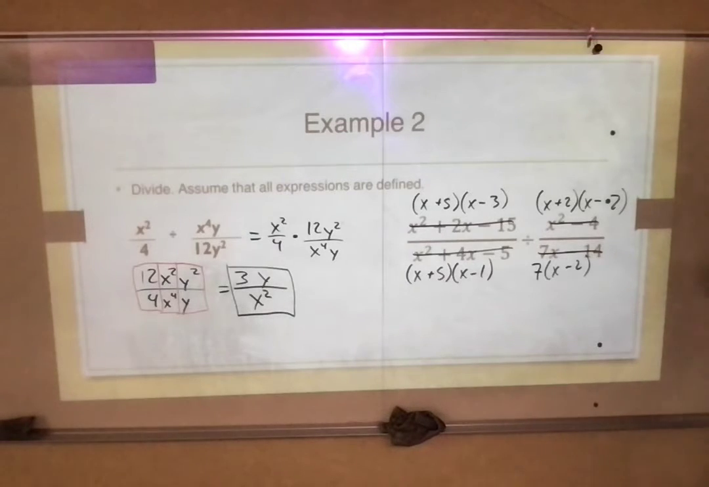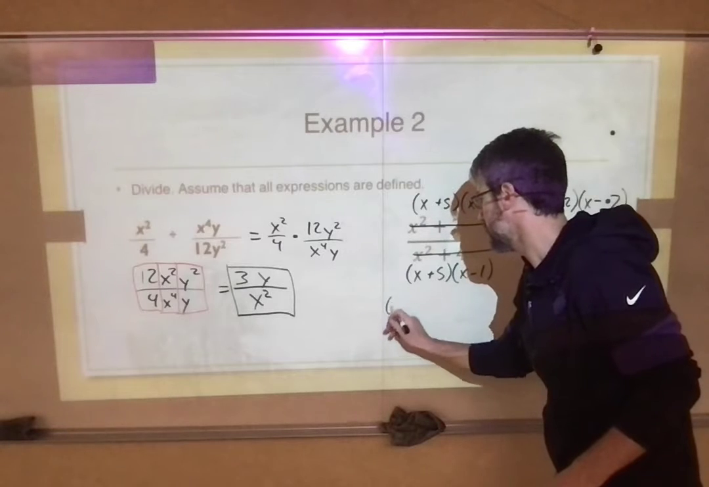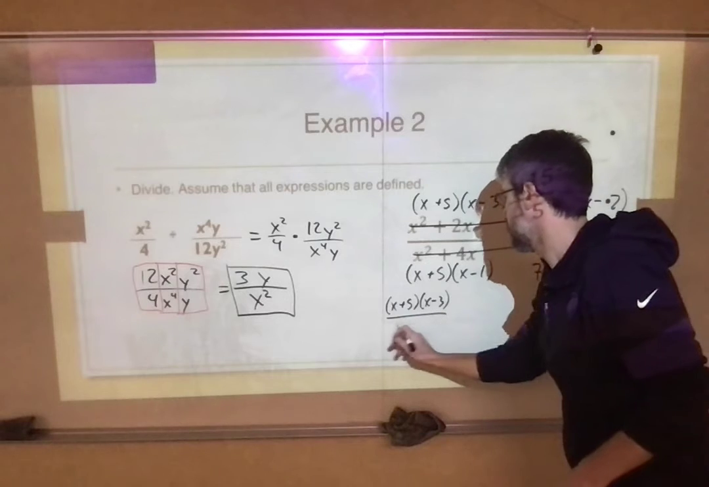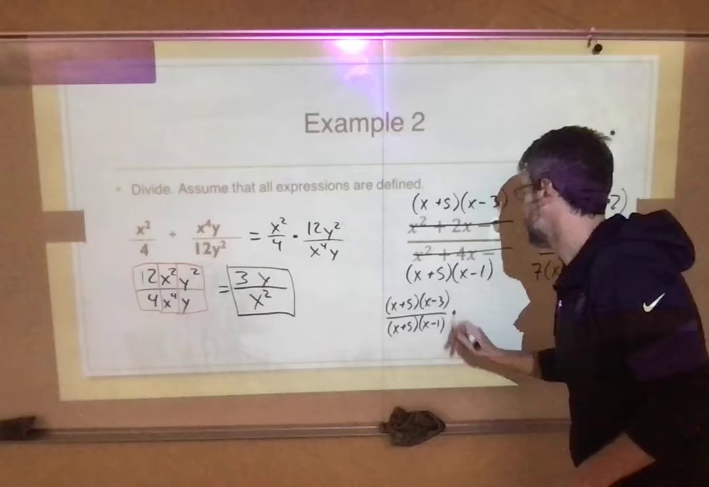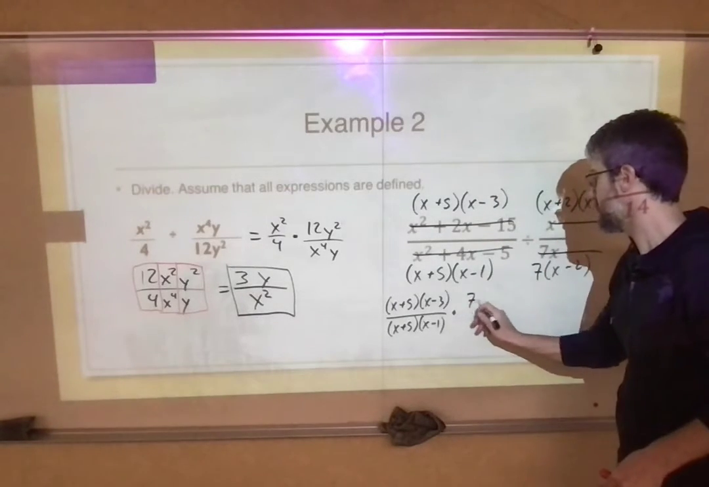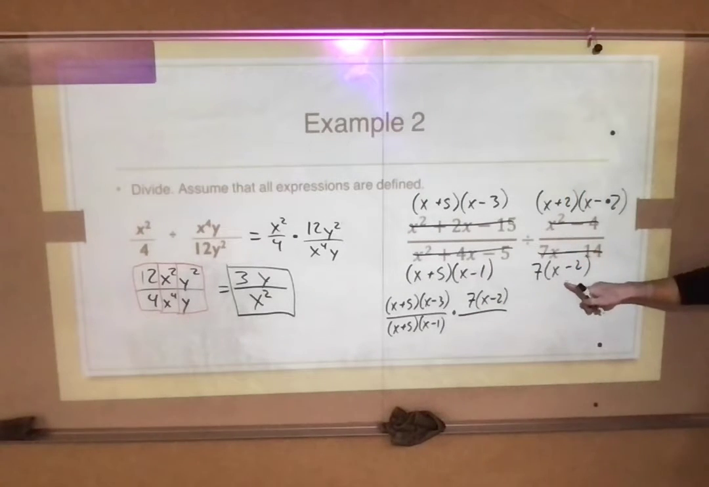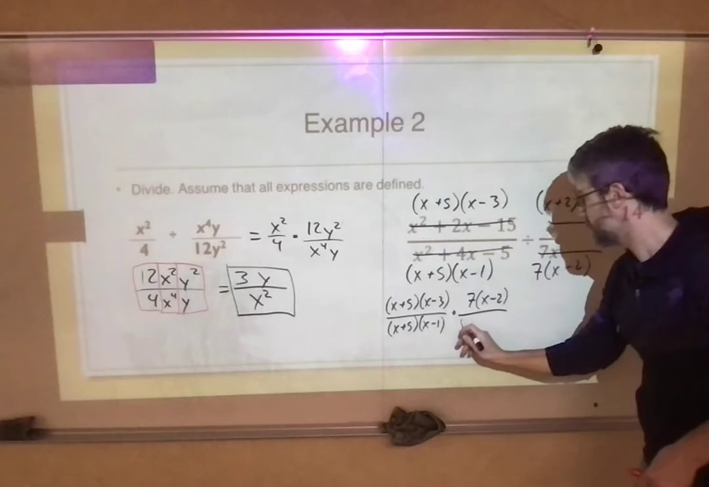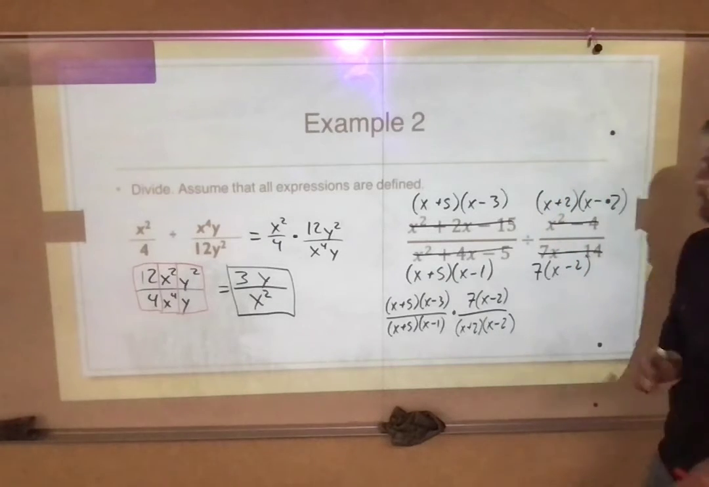All right, now if we do keep, change, flip, when we rewrite this, the first one is going to be plus 5 minus 3 over plus 5 minus 1. And then we'll flip the fraction, we'll multiply by the reciprocal. So that's going to be 7 times x minus 2, right? The denominator is now, since we're doing the reciprocal, is now the top. And then our difference of squares, plus 2 minus 2, like that.